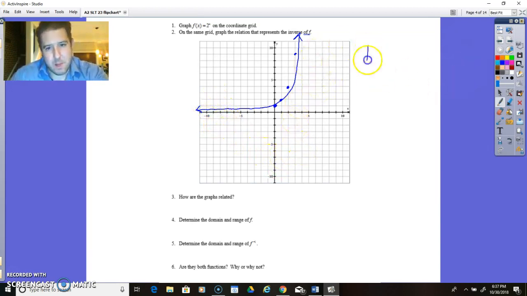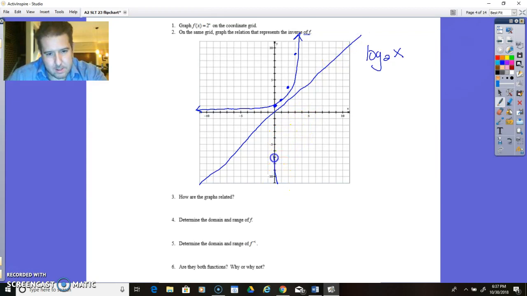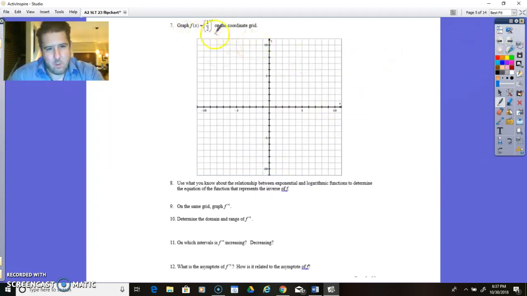The inverse of that would be log base 2 of x. And so it's going to be a perfect reflection over this y equals x line. So it's going to look something like this. And keep in mind, it's never going to have a y-intercept, meaning it has an asymptote of x equals 0, since it's a logarithmic function. All right, this is decay.